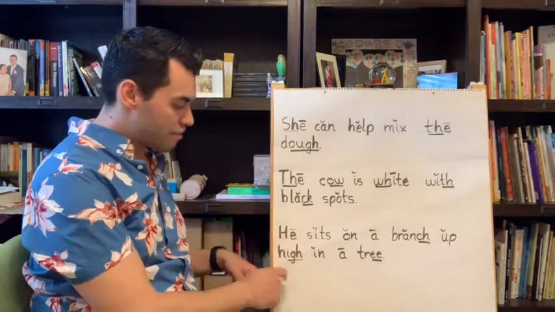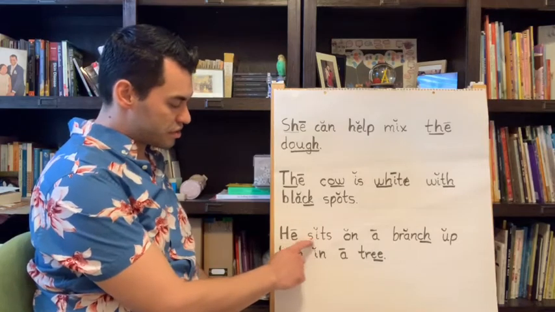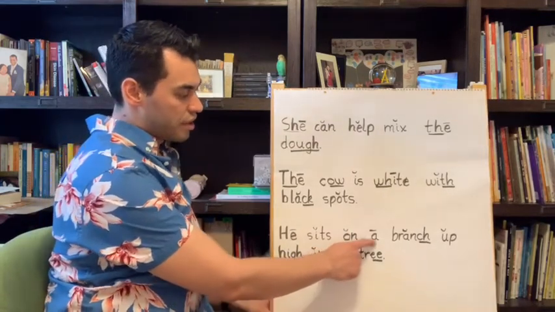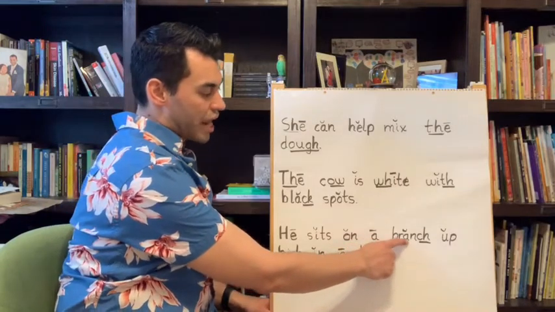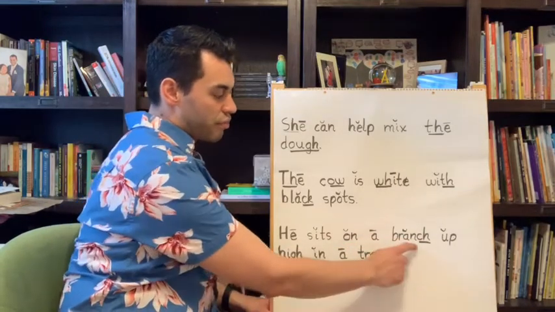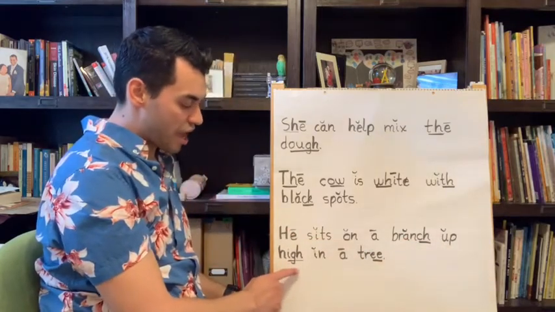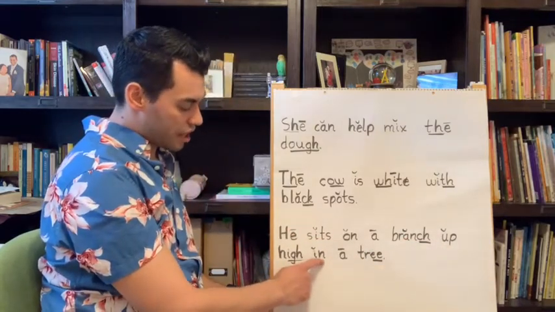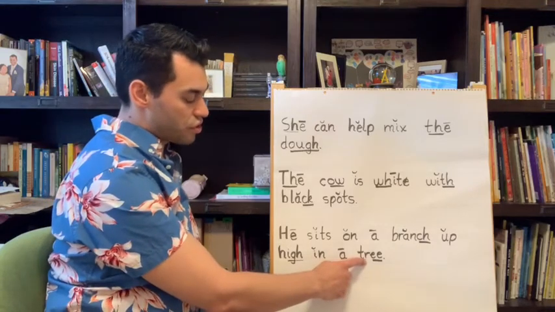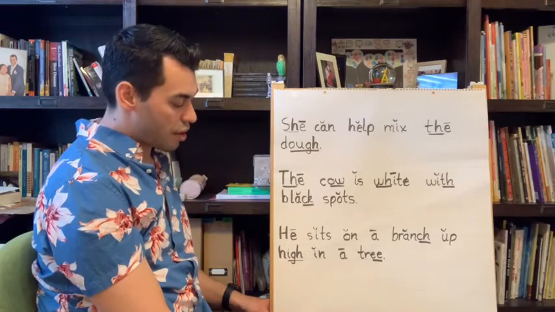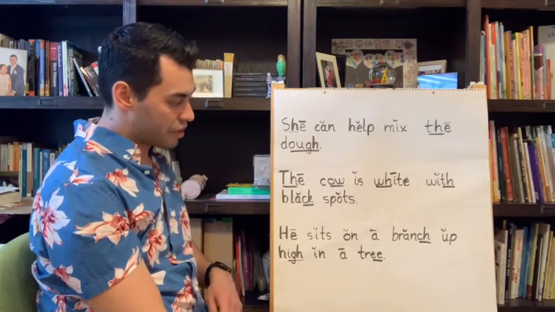He sits on a branch up high in a tree. He sits on a branch up high in a tree, right?